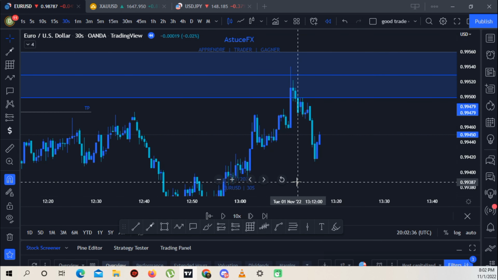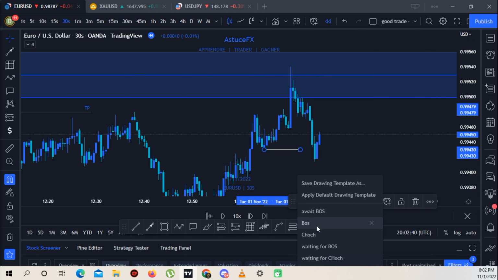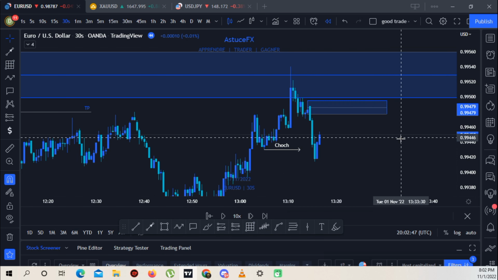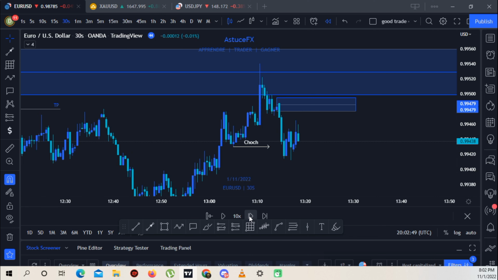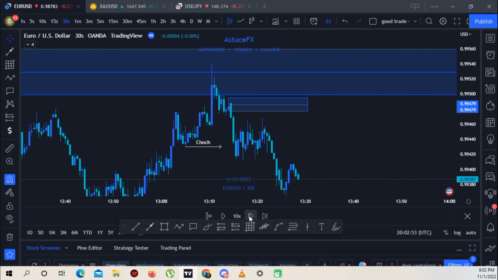So if I come here, this one is already the change of character we are looking for. You can have this one as your change of character, and maybe you can enter from this order block here. You have this 1 minute order block here, but price didn't tap into this 1 minute order block and just went below. And if I continue playing, you can see that price went below.